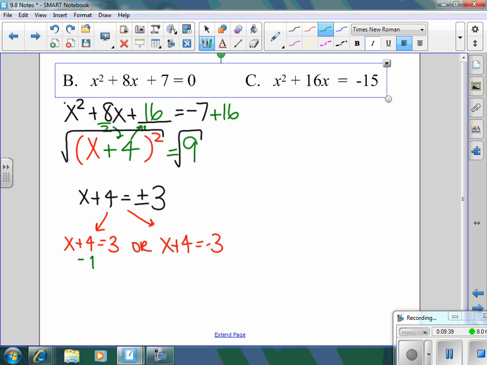So now I want to subtract 4 from both sides. So here's one of my options. x could be negative 1, or x could be negative 7.